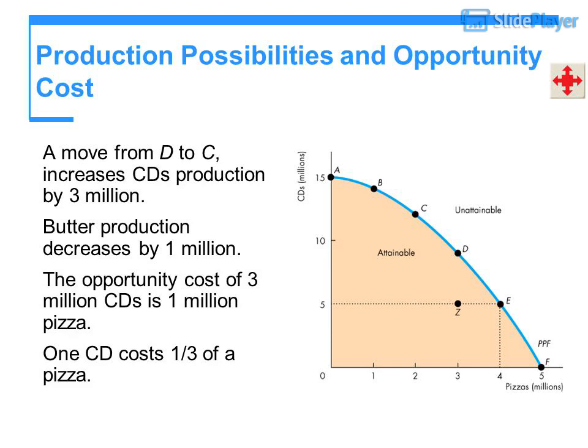A move from D to C increases CD production by 3 million. Pizza production decreases by 1 million. The opportunity cost of 3 million CDs is 1 million pizza. One CD costs 1/3 of a pizza.